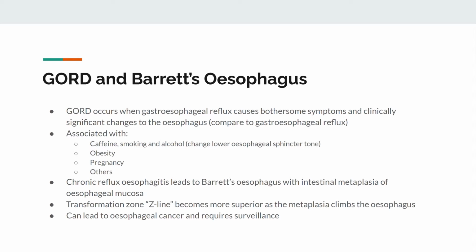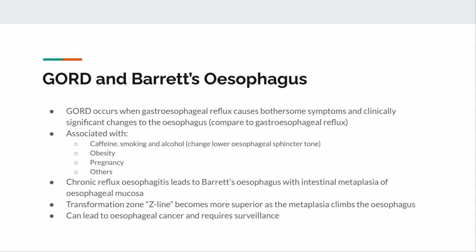Well, GORD is when you have reflux, but it causes symptoms and potentially clinically significant change to the esophagus. Where someone who just has reflux, it's just that symptomatic. Every so often they regurgitate something because they drank too much or they bent over at a weird angle. GORD as a disease is when it keeps happening again and again, and it's painful and it's burning and you get issues. So it's an actual disease. It can be associated with substances like caffeine, smoking, and alcohol, which all have effects on the function of the lower esophageal sphincter, obesity, pregnancy, and many other things.